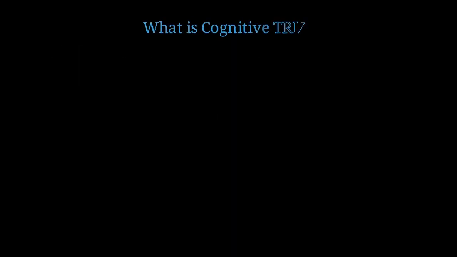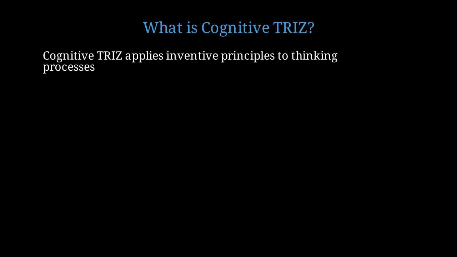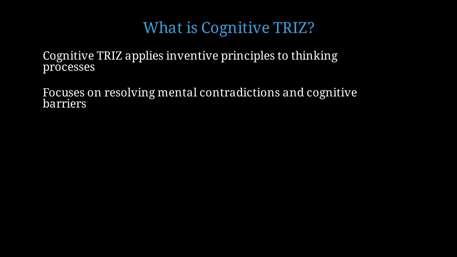Now, what happens when we apply TRIZ principles not to technical problems, but to mental processes themselves? This is where cognitive TRIZ comes in. Cognitive TRIZ extends the TRIZ methodology to cognitive challenges. It helps us resolve contradictions in our thinking, overcome mental blocks, and generate creative solutions to abstract problems. Just as technical TRIZ resolves physical contradictions in engineering, cognitive TRIZ addresses contradictions in our mental models and belief systems.